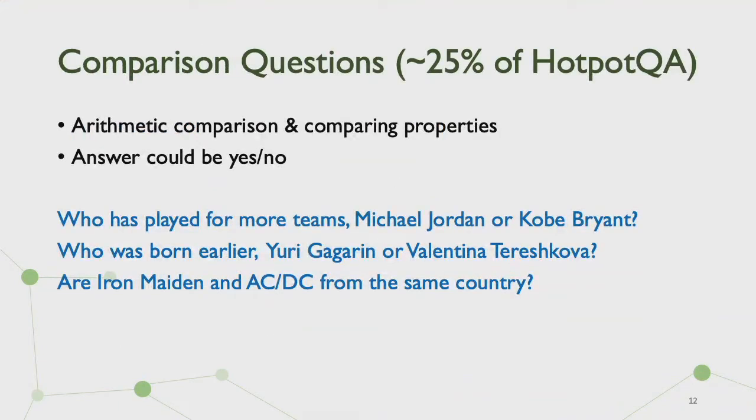Last but not least, about a quarter of the questions in HotpotQA are this novel kind of comparison questions, where they can be arithmetic comparison or they can be comparing properties of two entities. And the answer here could be yes or no, which really opens up the possibility for different kinds of questions that people are asking and different kinds of reasoning skills required by these questions. We didn't invest too much into these comparison questions because although they are more diverse in the possible ways of reasoning, there is a downside.